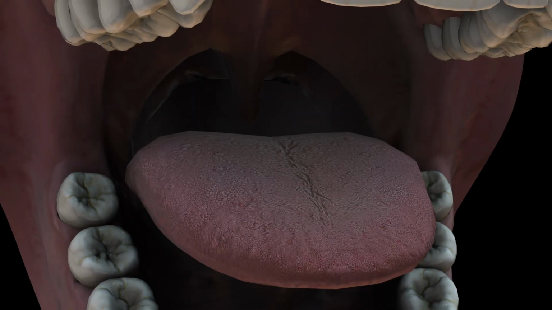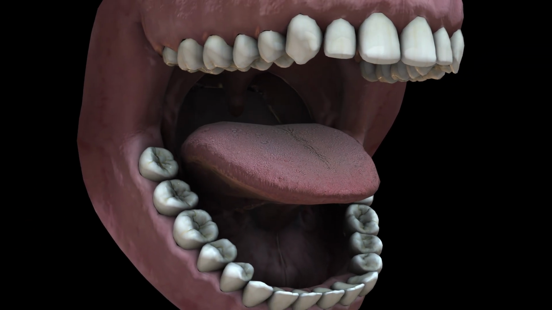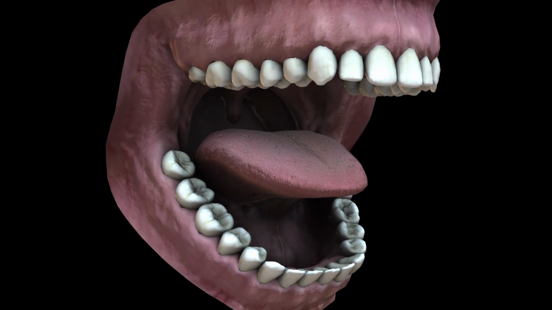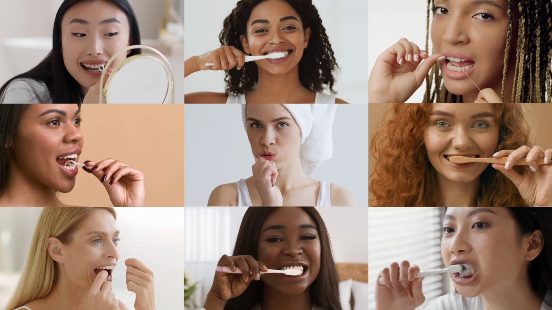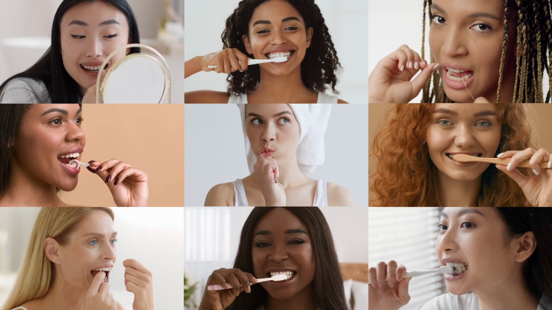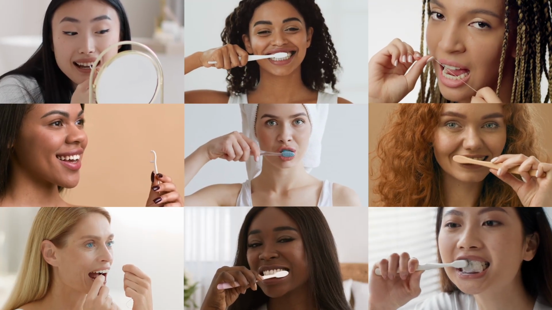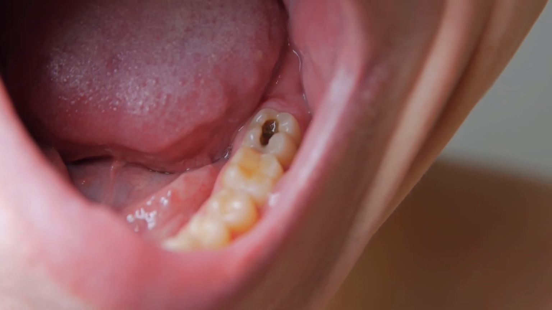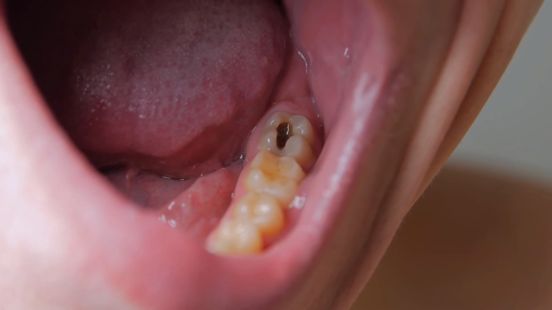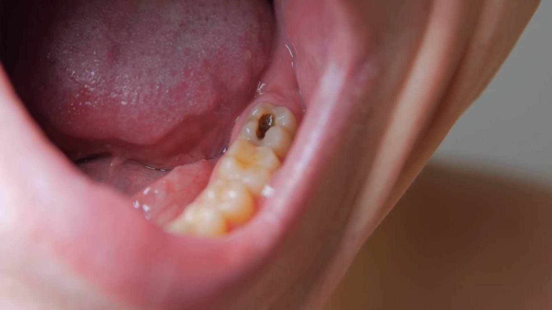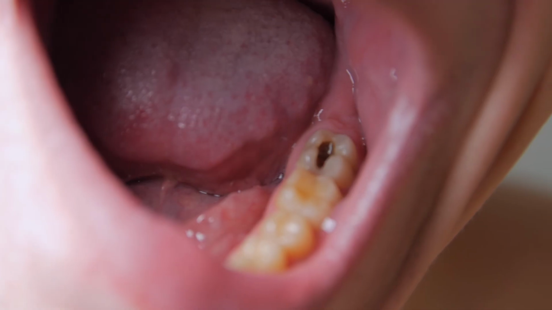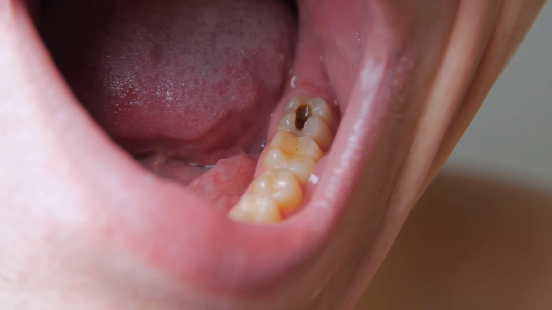These 3 bacteria produce what scientists call volatile sulfur compounds. The main culprits are hydrogen sulfide, which smells like rotten eggs, and methyl mercaptan, which smells like rotting cabbage. When you speak, these microscopic molecules travel from your mouth directly into your conversation partner's nose. They can detect these odors even from several feet away.